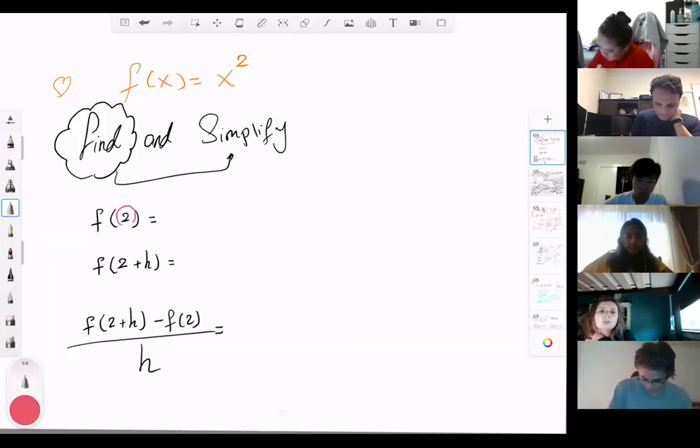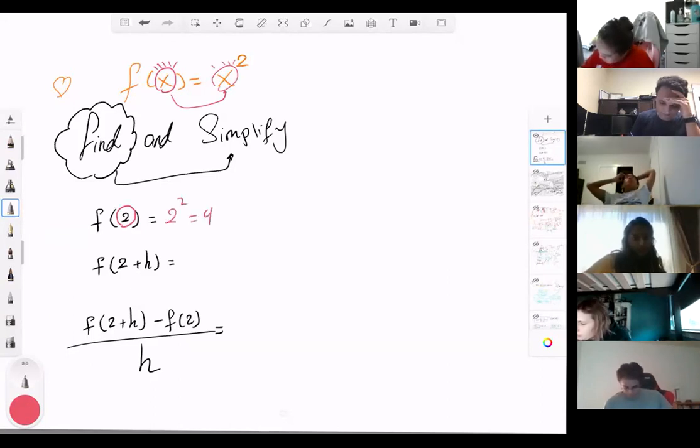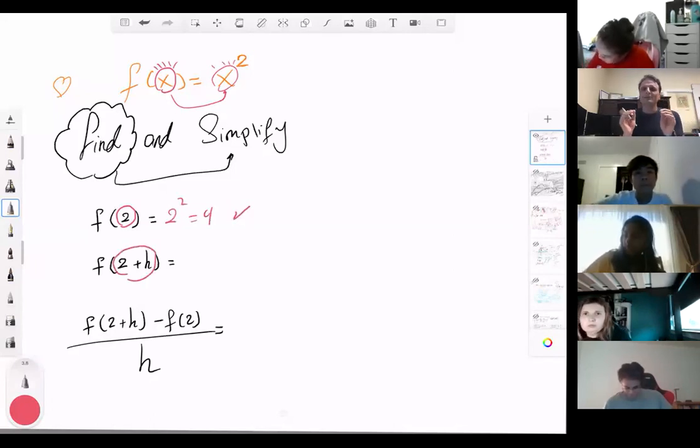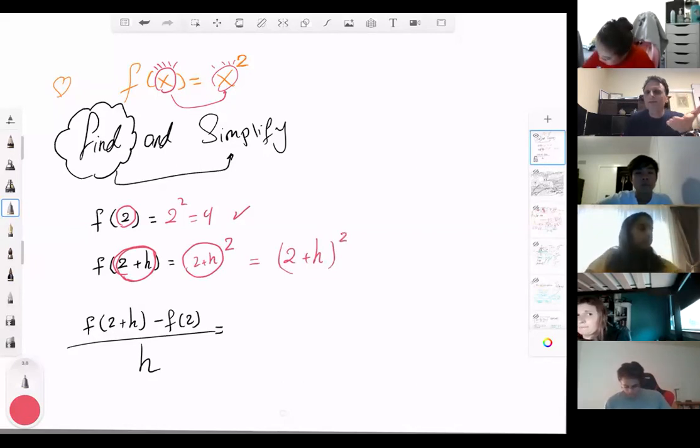F of 2: this f of x is x squared. Whatever is here, you will square it. So 2 will be 2 squared, equal to 4. Excellent. Now we have 2 plus h. I know it's confusing, but 2 plus h is going to be one thing. Like you can say this is a circle. It will be circle squared, correct? Now inside of the circle is 2 plus h. So what is 2 plus h squared?